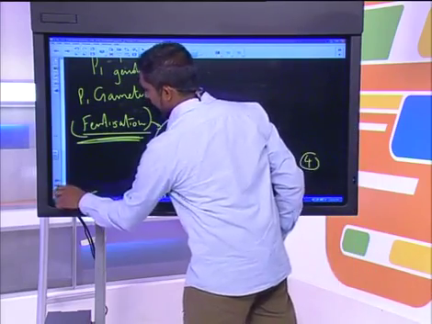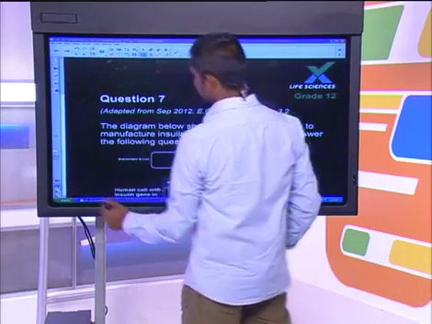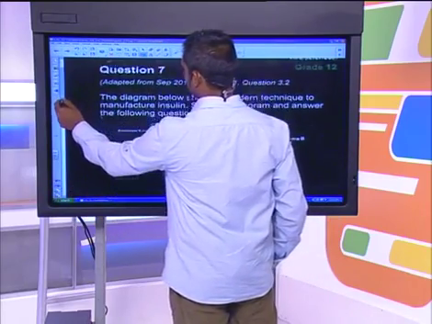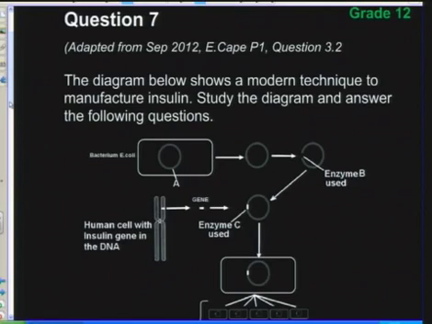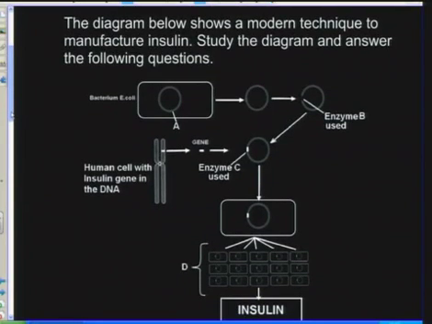Okay, so we're going to go on to the next question, and that's basically a question from biotechnology, or genetic engineering, adapted from September 2012. This is an Eastern Cape paper. It's nice to have a look at different questions from different examining boards. Here we're seeing the diagram below shows a modern technique to manufacture insulin. Study the diagram and answer the questions that follow.